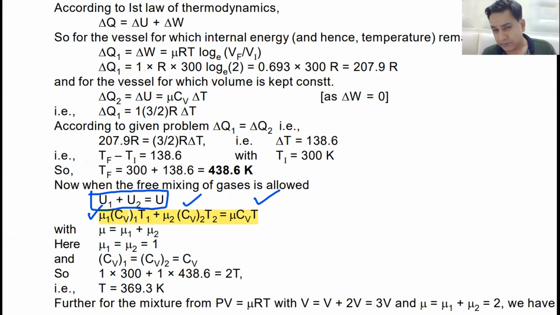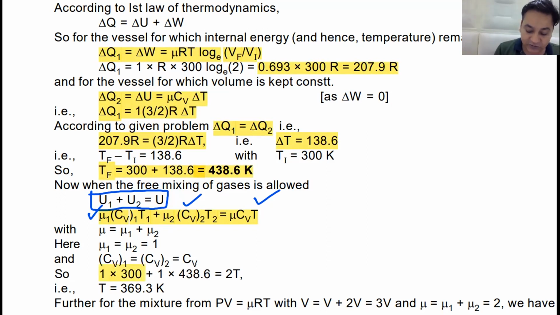One of the gases has not changed in temperature, so the process is isothermal. You can find out the heat for that process. For the other gas, volume remains constant, so the change in internal energy will be equal to heat supplied. Both the heats are given as same, so you can now equate both the heats. You will get the change in temperature. Temperature of one of the gases is constant, but the temperature of the other gas has changed. So you can find the final temperature of the gas which has changed.